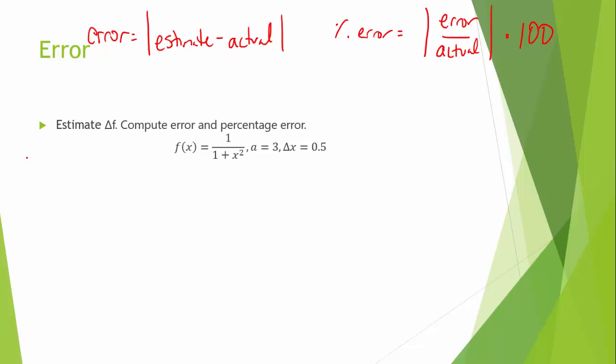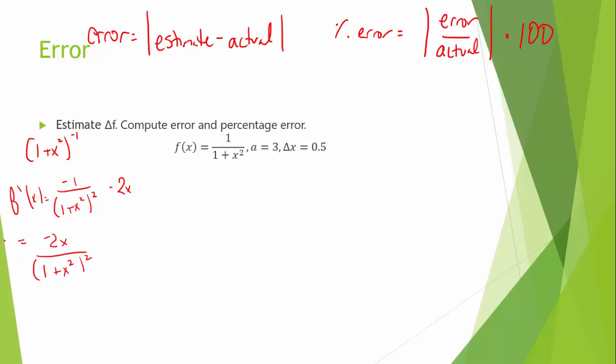All right, so if you need to, rewrite it. Think of it as the minus first power. So this is a chain rule. I've got to take the derivative of the outer power of minus 1 and then multiply that by the derivative of the inside. So f prime of x is going to be negative 1 over the quantity 1 plus x squared, squared, times the derivative of the 1 plus x squared, which is 2x. So that's going to be negative 2x over the quantity 1 plus x squared to the second power. Okay, that's my derivative.